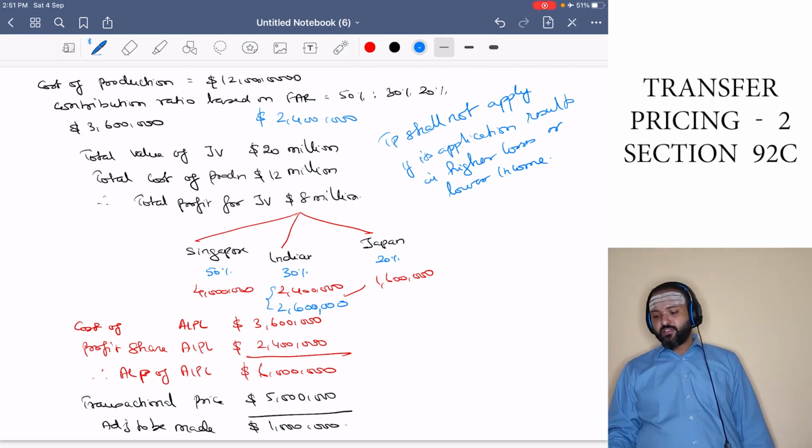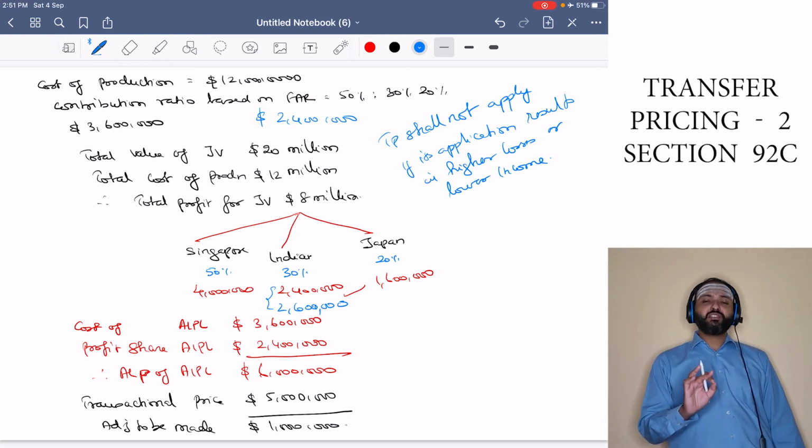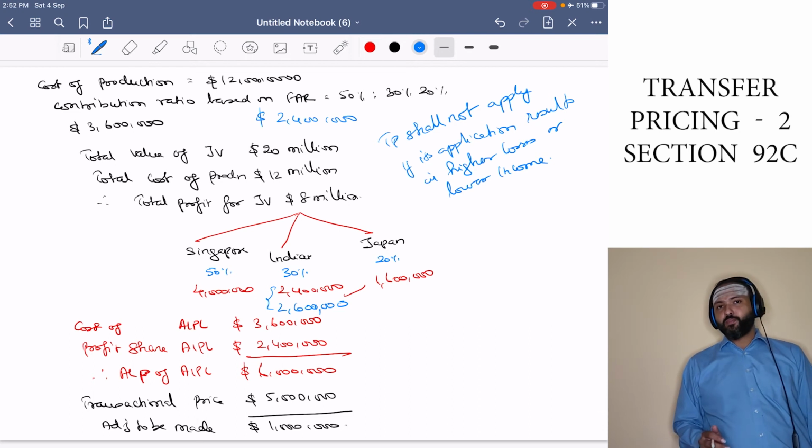The question has to be rephrased. You will have to tell that arm's length price won't vary. Arm's length price will be equal to the transaction price. That's all. Okay. So this is an important point of learning for us.